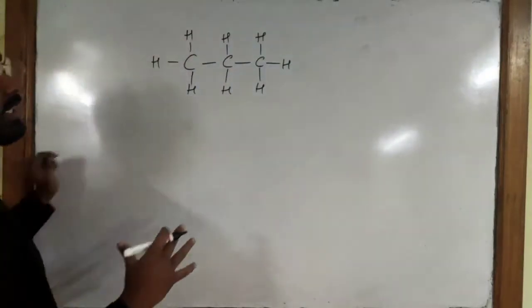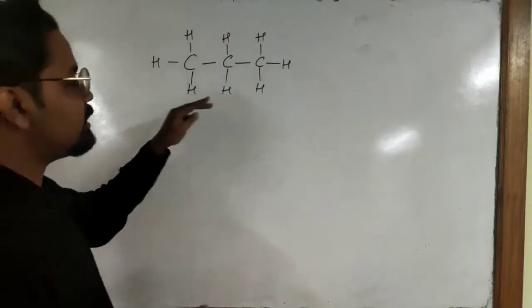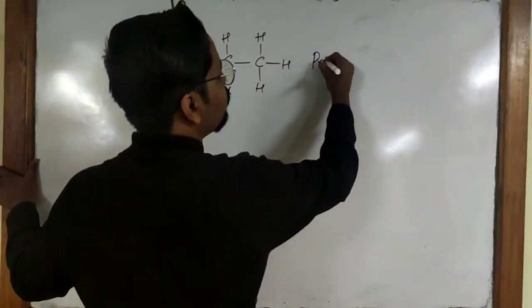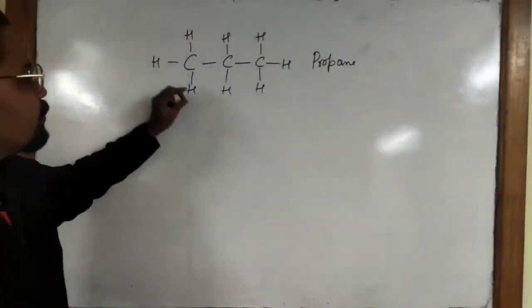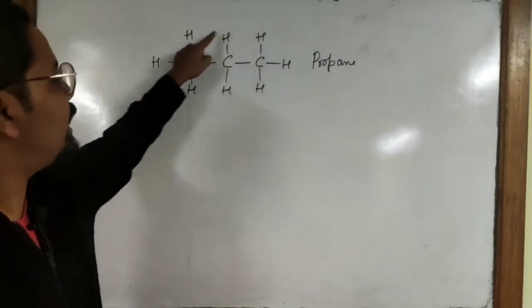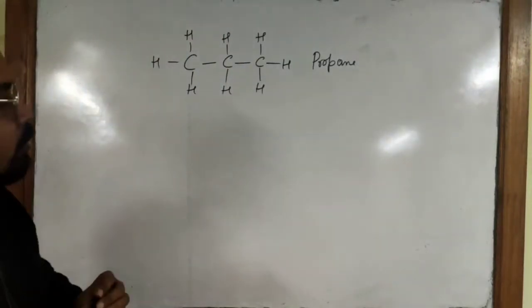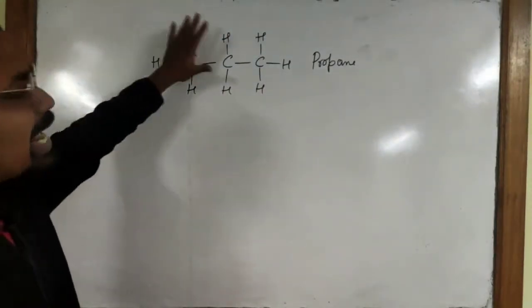Here is the structure. It contains 3 carbons and 6 hydrogen atoms. All are single bonded. Its name is propane. We will get to the nomenclature in the future. For now, just look at this structure. Now, without breaking any of these bonds, without removing anything, can you add anything else here?